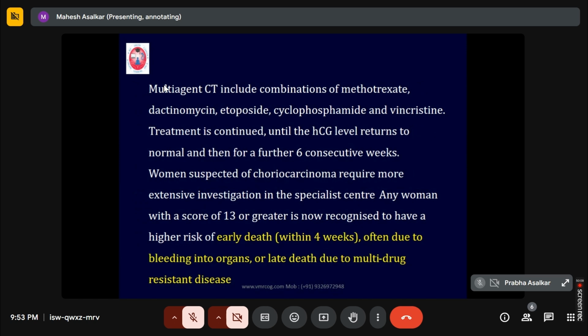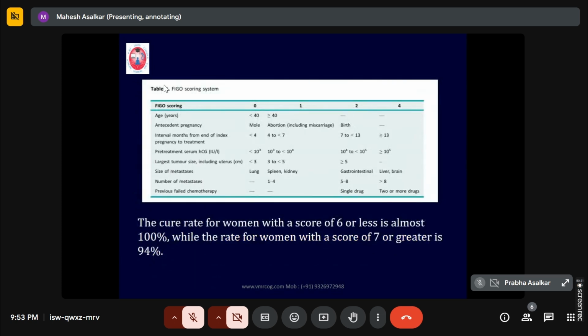For treatment purposes, you have low risk, which gets single agent chemotherapy, and high risk, which gets multi-agent chemotherapy, depending upon the score: 6 or less, and 7 or more. This is the FIGO scoring system. The scores are 0, 1, 2 and 4. There is no score 3. Please remember, there is no score 3.